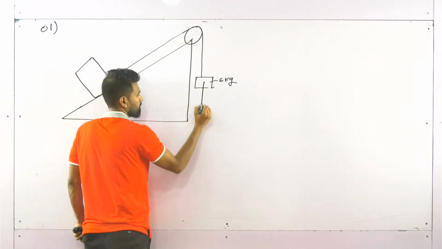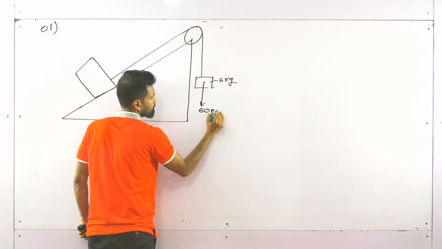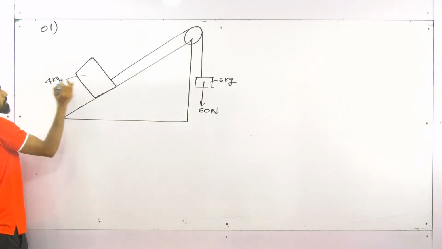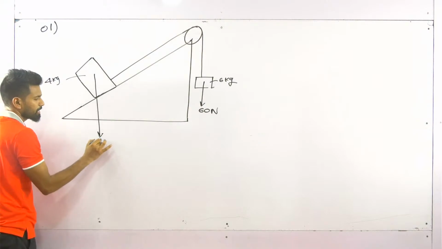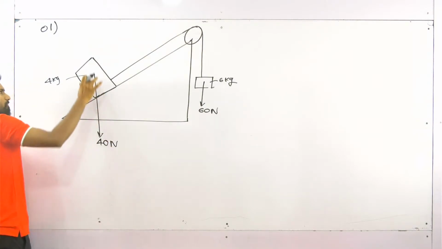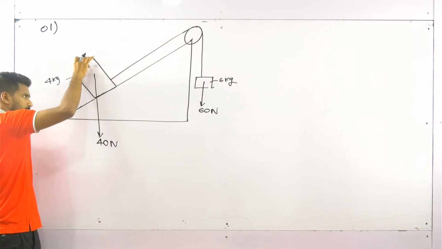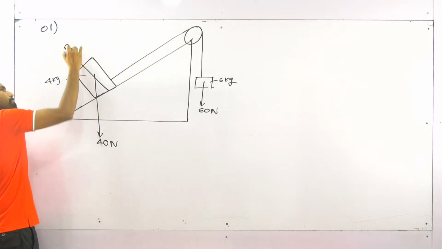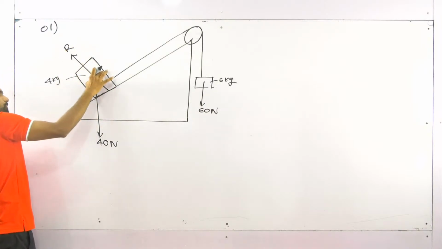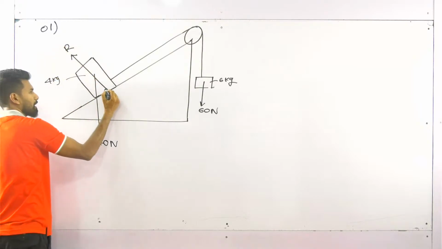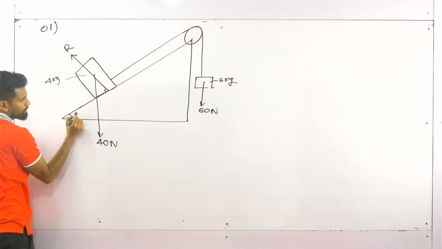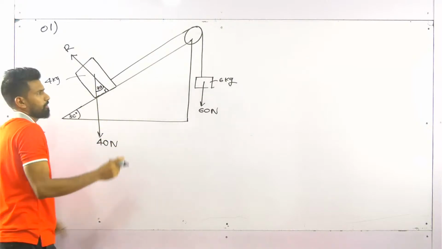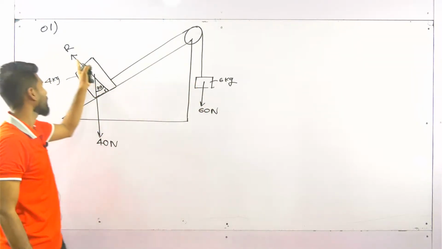Weight is the external force. Here the mass is 4 kg, so the weight is 40 newtons. When an object touches the surface, a normal reaction force R is created on the object by the surface. The angle here is 30. Weights are marked, then the normal reaction marked.